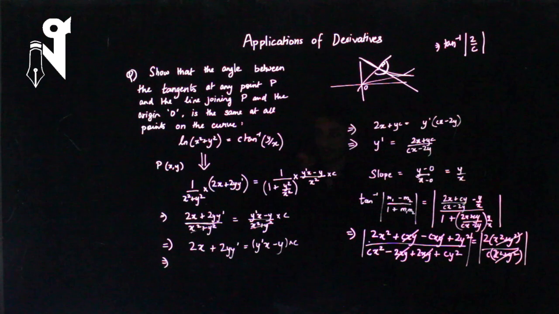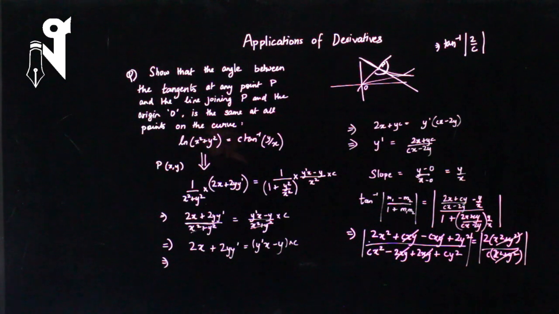Let's recap the question once again. We have the equation of the curve given, ln of (x square plus y square) is equal to c tan inverse y by x, and I need to show that the angle between the tangent at any point to this curve and the line joining origin and that same point P is a constant. That's what I need to show.